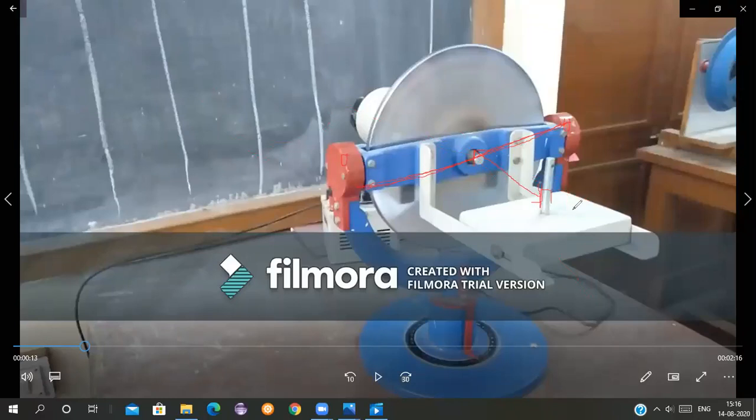This horizontal distance gives the couple which we are giving to this gyroscope, and that should be equal to the gyroscopic couple which is acting on the gyroscope. Hope you are getting this, students. This is to verify the gyroscopic law which we have to do.